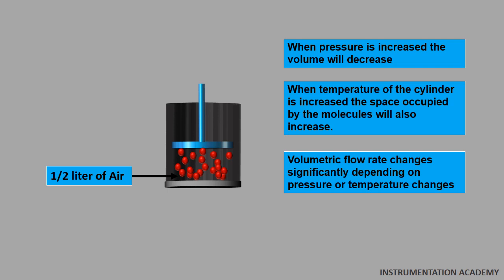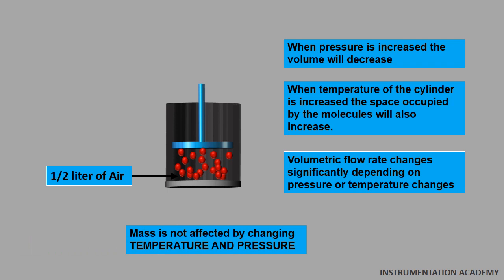As nothing has been added or left out from the cylinder, the number of molecules in the cylinder remains the same, and hence the mass remains unchanged. From this we can understand that mass is not affected by changing temperature and pressure. This alone makes mass flow meter an important instrument in fluid flow measurement.